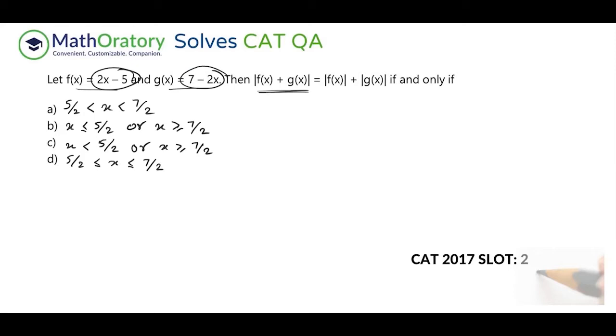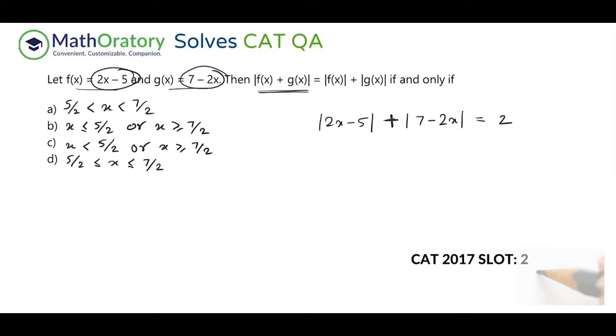So let me write it in this way: mod of f(x), which is mod of 2x minus 5, plus mod of g(x), which is mod of 7 minus 2x, is equal to 2. That is the left hand side of the original question, right? So this is 2, we just evaluated this mentally. So once we get this, I'll just explain this idea in brief.